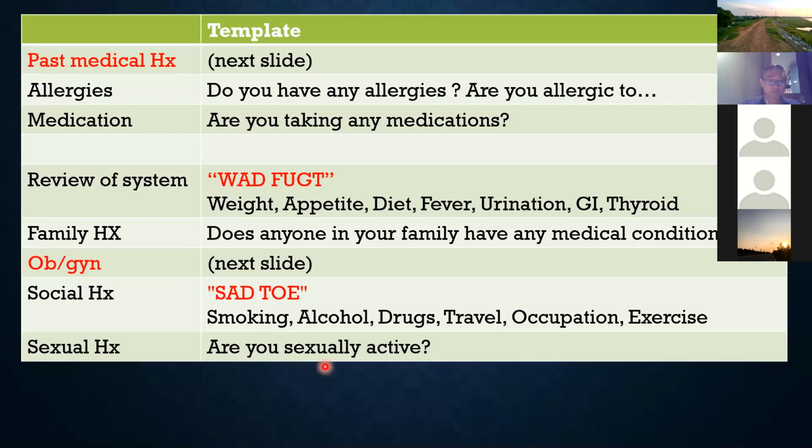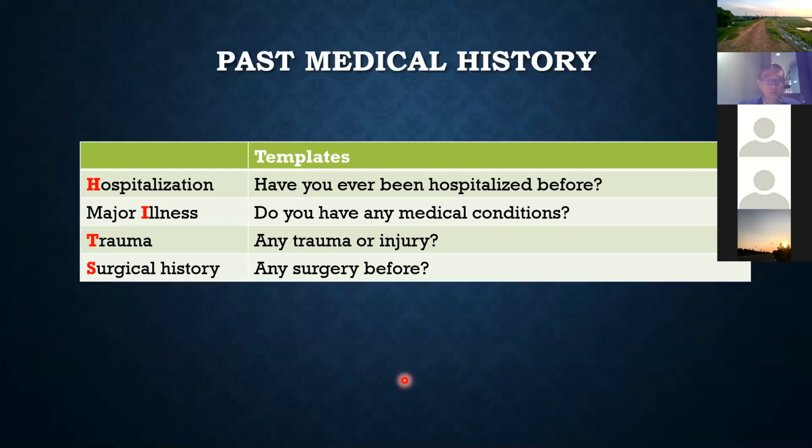Okay. If the patient doesn't feel comfortable with that, you cannot rush them, or ask them to tell you about the sexual history, because in the US they have the right to refuse the question. Okay. For the past history, we have 4 components here. Have you ever been hospitalized before? Any medical conditions, and trauma, injury, and surgery before?